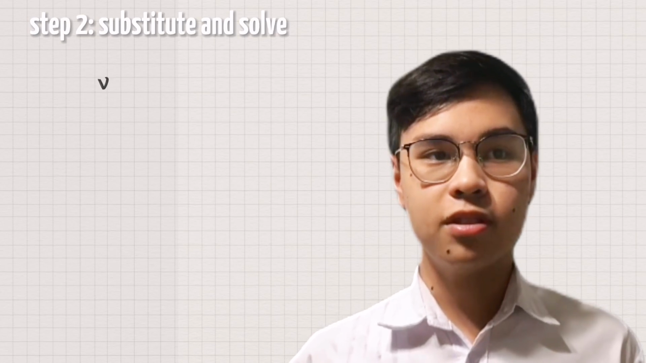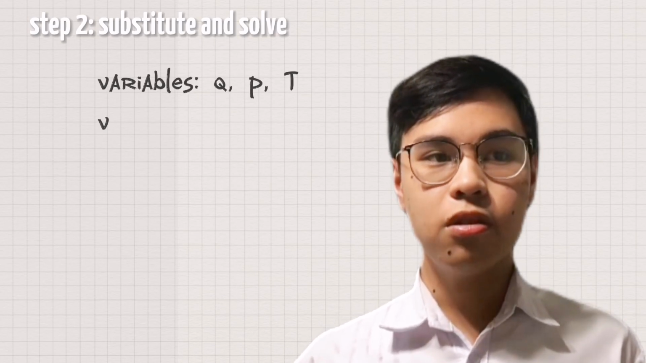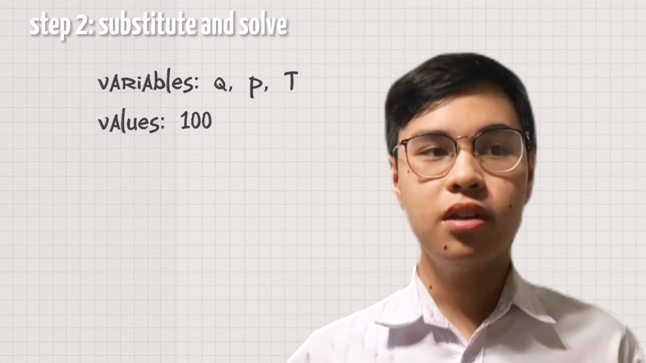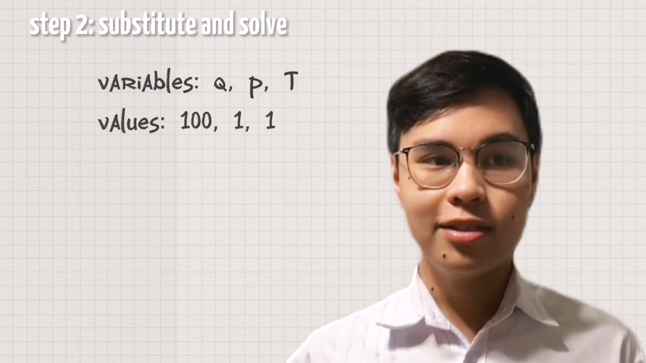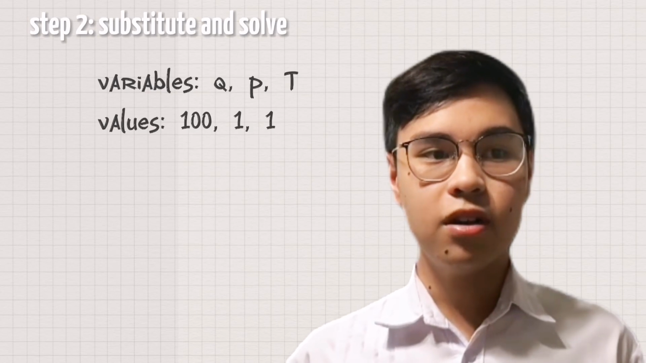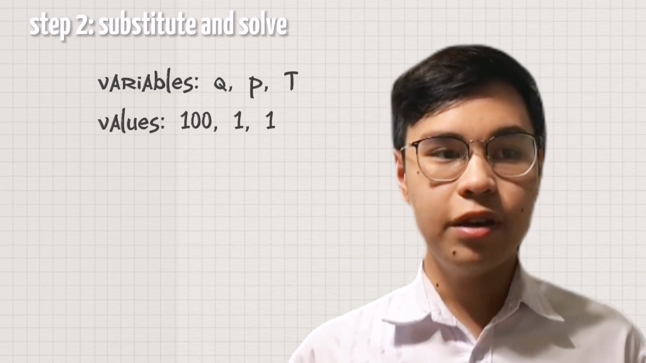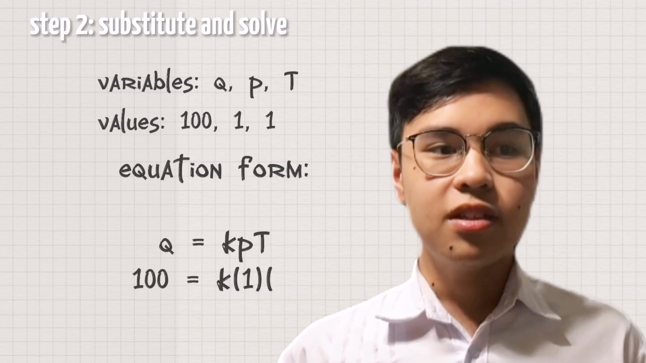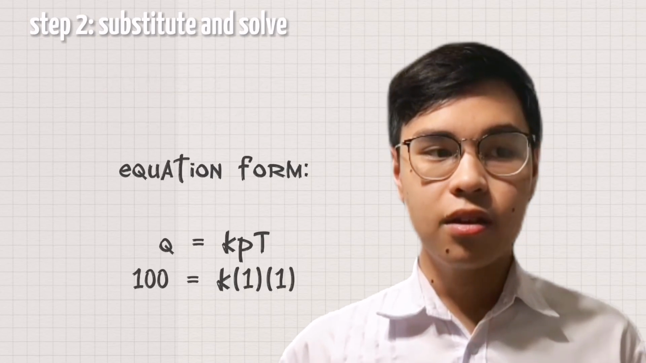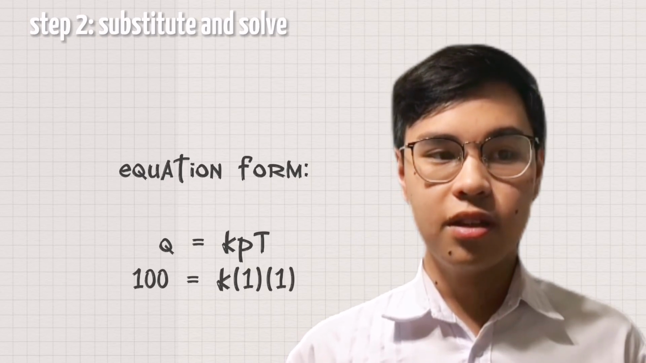Moving on to our second step, we will substitute the values in our givens into our variables. The value of our Q or quantity is 100. Next, the P has 1 as its value, and lastly, time also has 1 for its value. And we will write it as 100 equals K times 1 times 1. After that, we will now solve the equation.